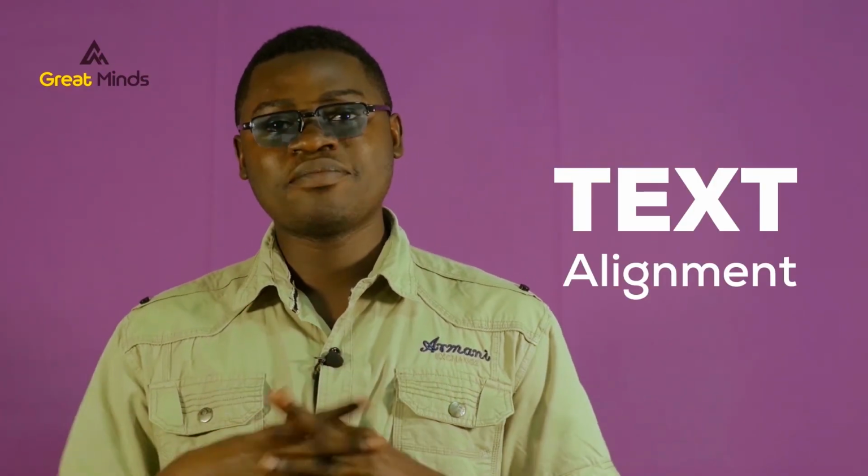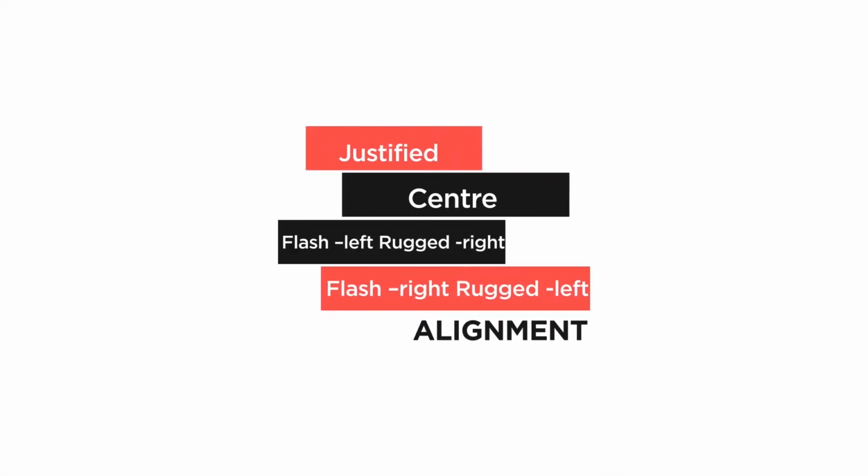In this episode, we will be looking at text alignment. They include the justified alignment, the center alignment, flush left ragged right alignment, and then also the flush right ragged left alignment. 1. Justified alignment.